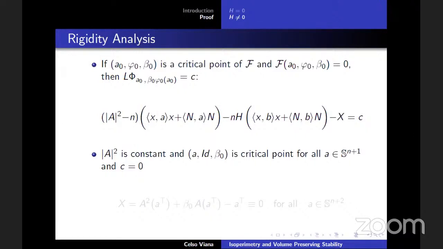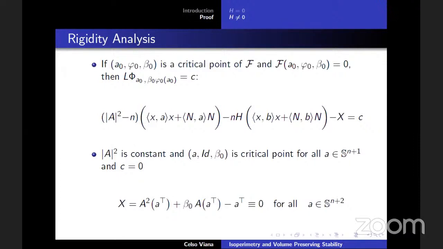And if C is 0, then it's because the normal component in the equation above is 0, and the tangential component is also 0, right? And the tangential component is, of course, that vector field x, which is given by this quadratic expression on the second fundamental form, A, right? And this is true for any A, which forces the second fundamental form to obey that quadratic expression that I mentioned earlier, right?